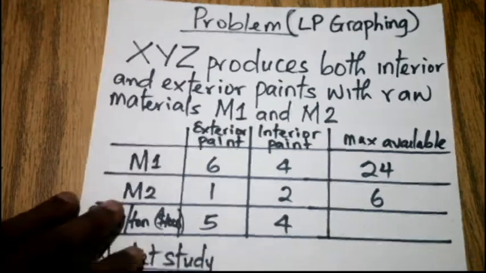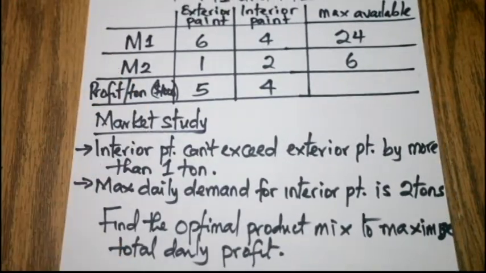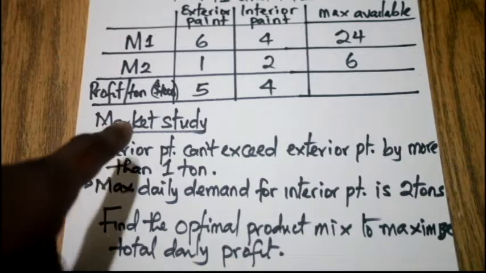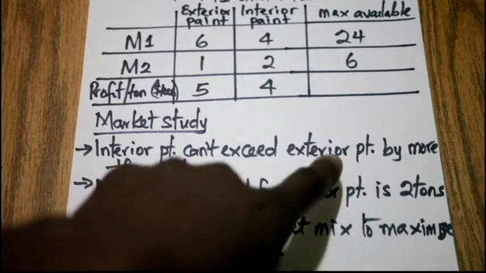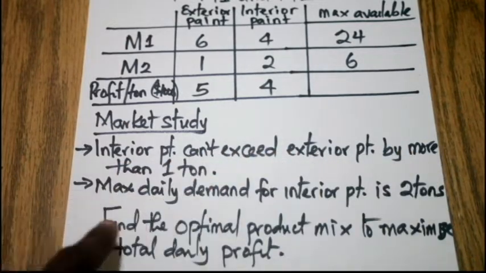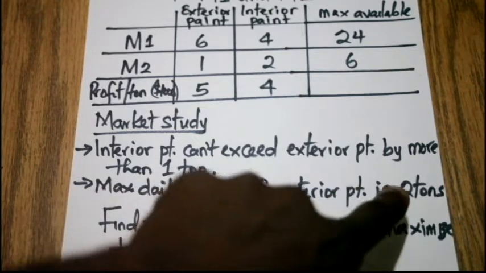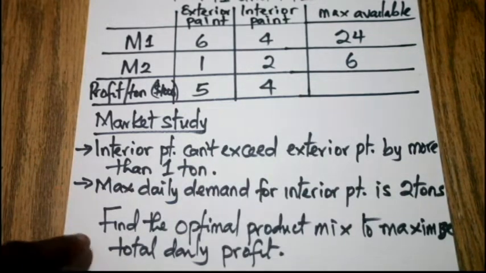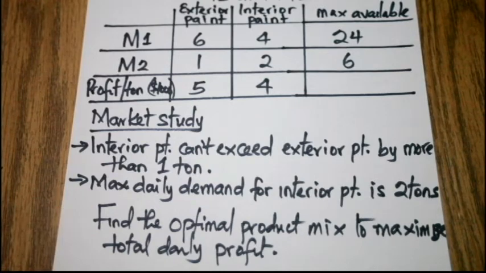Then we have a constraint, the constraint that goes with the data provided. For the market study, we have that interior paint cannot exceed exterior paint by more than 1 ton. Maximum daily demand for interior paint is 2 tons. Now we are asked to find the optimal product mix to maximize total daily profit.